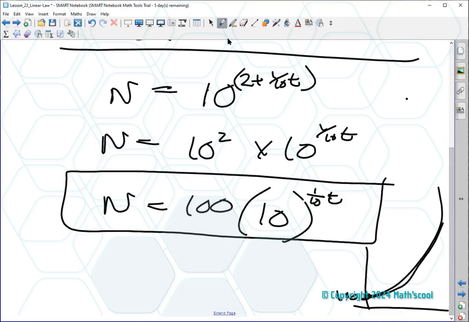Now we can rewrite this a bit more if we want. What we could do is take this 1/10 and just push it into the brackets. It would still be the same equation. And then 10 to the power 1/10, we can just stick that into the calculator. So 10 to the power of a 10th, I've just typed in 0.1.